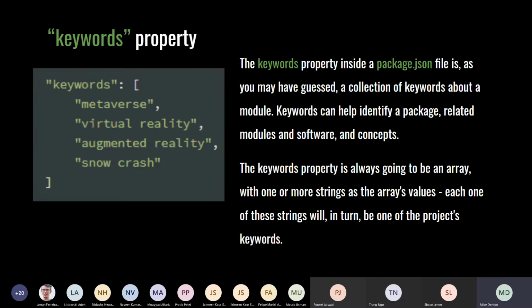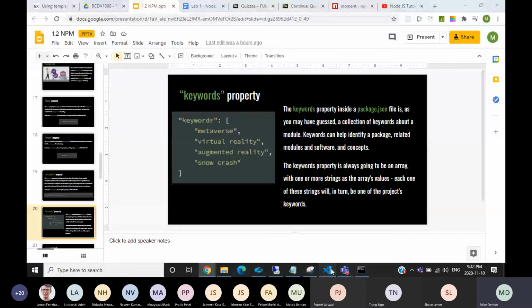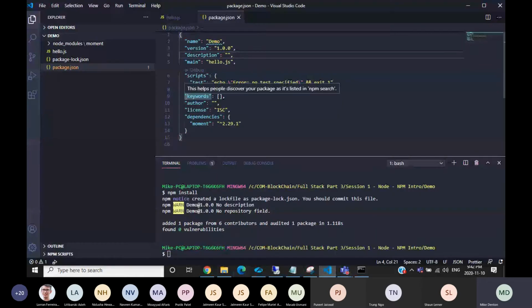So keywords. Again, if we go back, and if you notice, the keywords I have here is empty. This will help. And pretty cool, you have IntelliSense, it'll help you with some of this stuff. So the keyword helps people discover your package as it's listed in npm search. Okay, cool. So this is geared towards if you're publishing your own package.